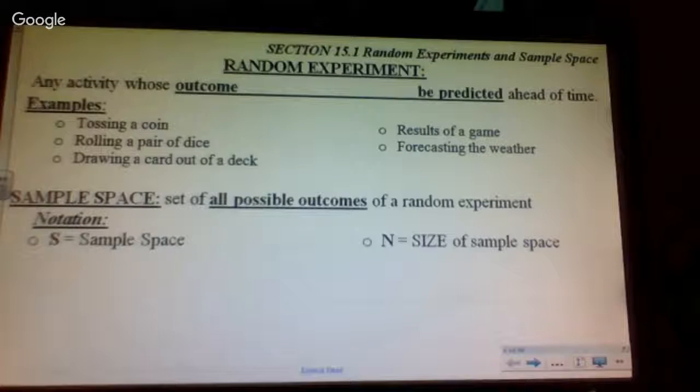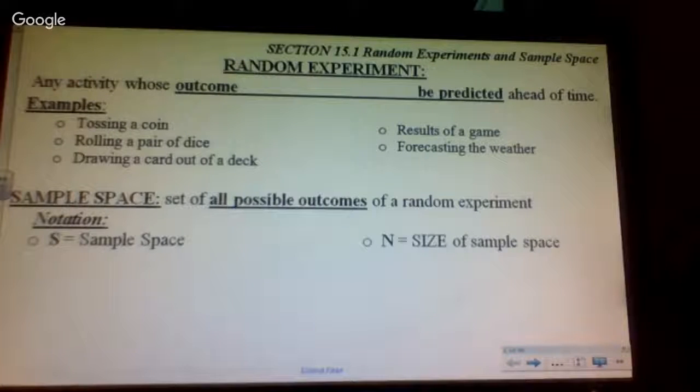Yes. You've done probability since math 1. I hate this. All we're doing is building on it. Okay, so this should all be something that you have already done. Remember when they made you make those tree diagrams and all that happy stuff? That's what this is. Okay, so 15.1, random experiments and sample space.